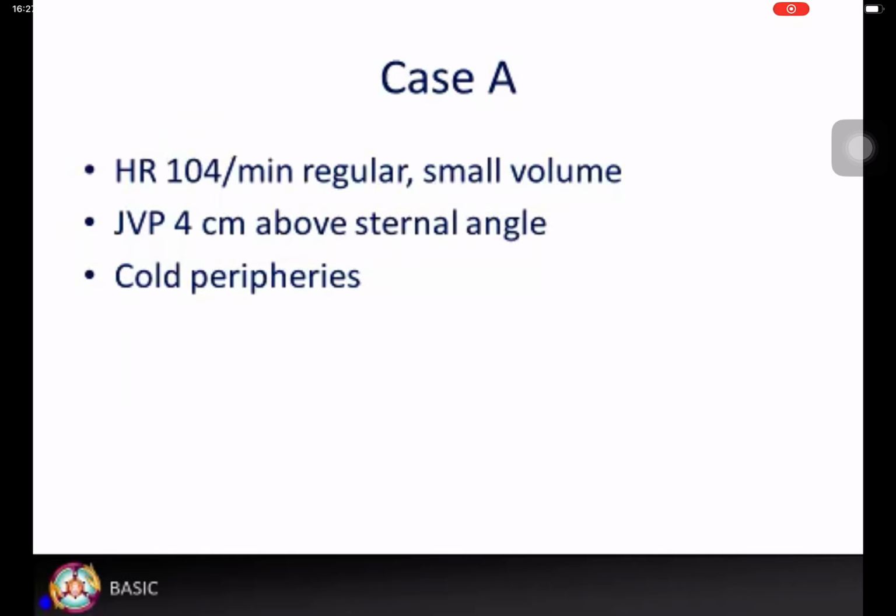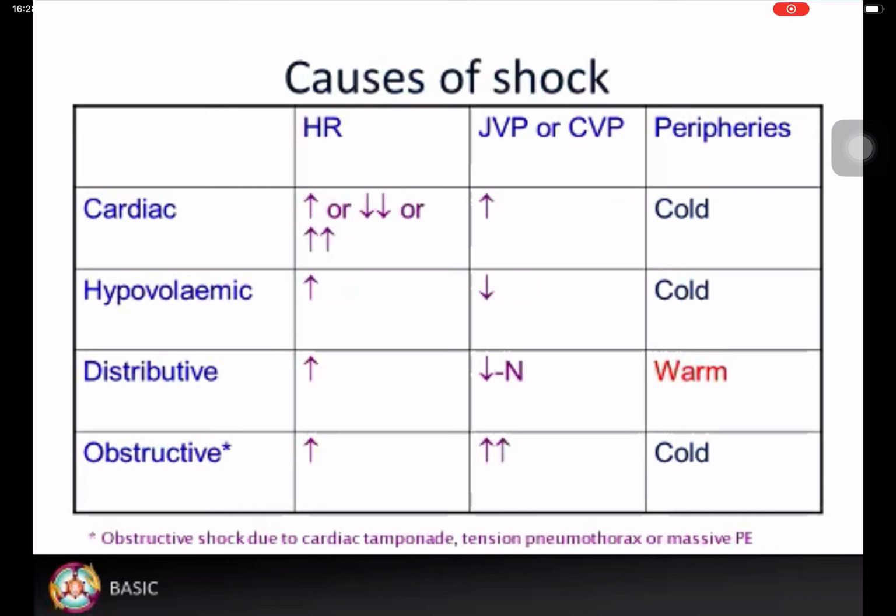Going back to our patient, her heart rate is 104 per minute with a regular small volume pulse. Her venous pressure is slightly raised with a JVP 4 centimeters above the sternal angle, and her peripheries are cold. The causes of shock can be classified into four major types: cardiac, hypovolemic, distributive, and obstructive. In cardiac shock, the heart rate is usually increased, except when the shock is due to an arrhythmia, in which case it may be decreased or markedly increased. The venous pressure is raised and there is compensatory vasoconstriction in an attempt to maintain blood pressure.